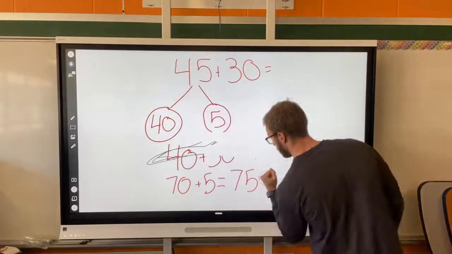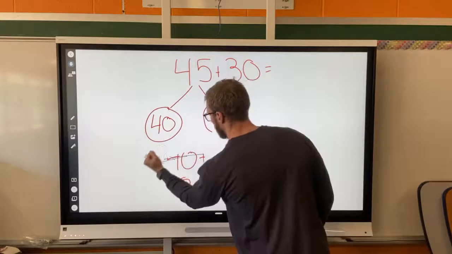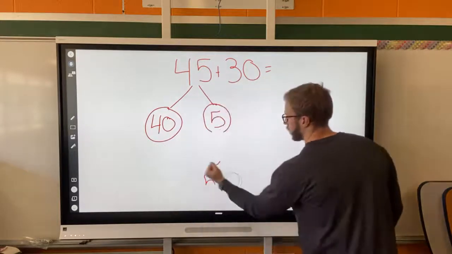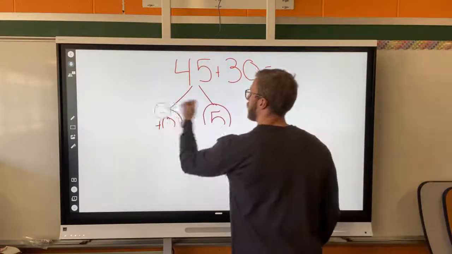Holy moly. Let me see if I can get my eraser to work. There we go. Sometimes I don't have the magic touch.